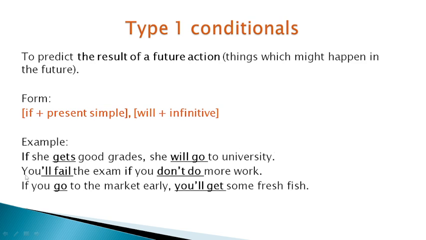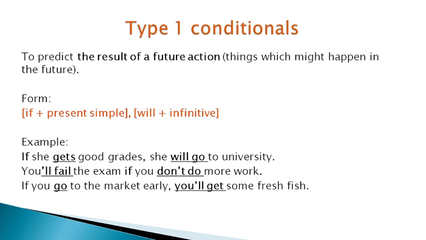Look at the second example. You will fail the exam if you don't do more work. You can even use the main clause in the first part and the if clause in the second part. So what is the difference between the first and second sentences in terms of punctuation? If you use the conditional clause in the first part, you have to use a comma before the main clause. If you use the main clause in the beginning, you don't use a comma in the sentence. But there is no change in meaning. Third example: if you go to the market early, you will get some fresh fish.